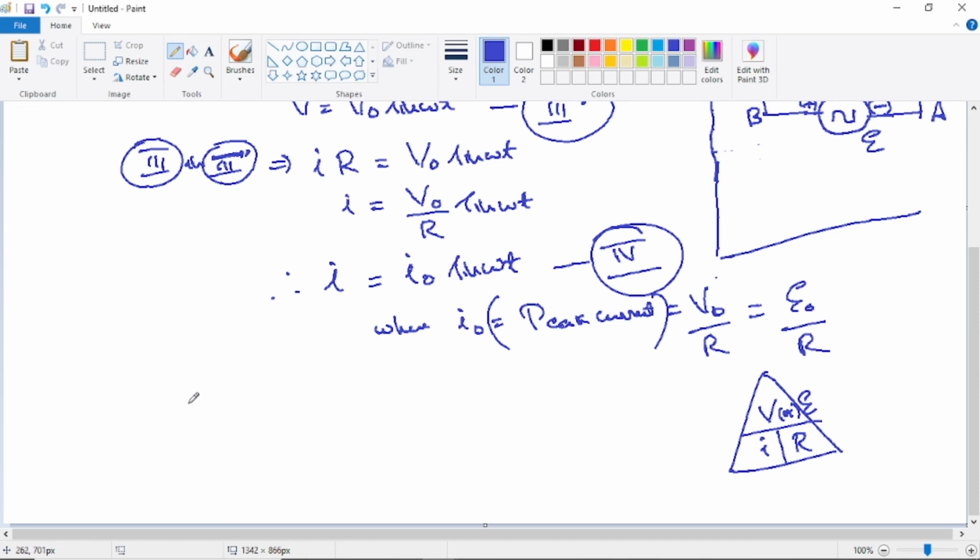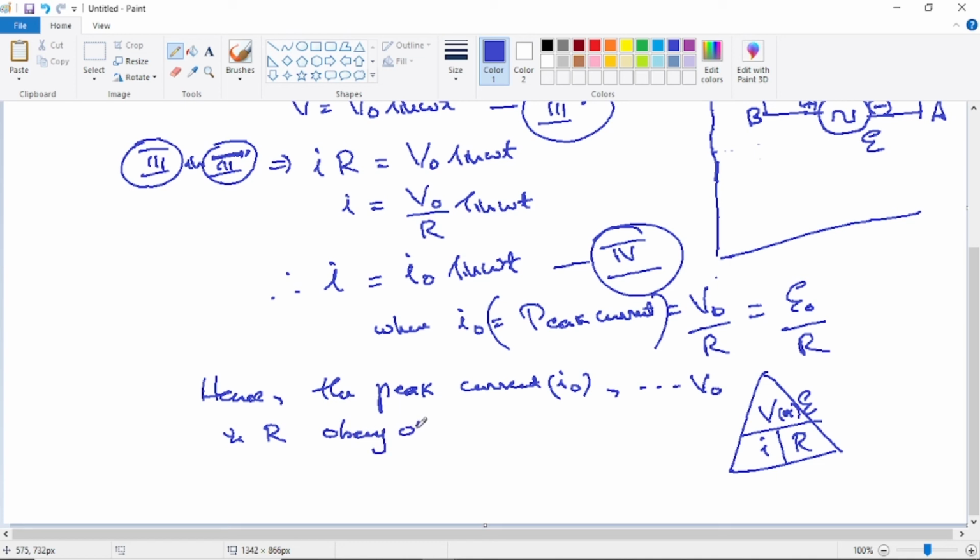So whatever things we are seeing here are very simple, nowhere any complication is there. So hence it can be said that the peak current I naught, peak voltage V naught and resistance R obey Ohm's law. That is this particular magic triangle.